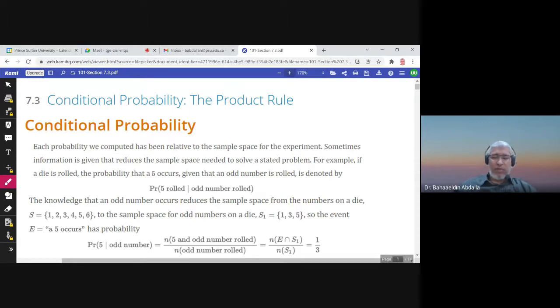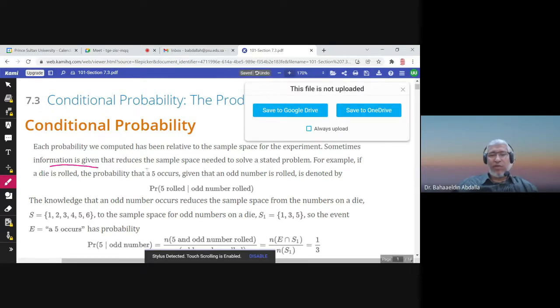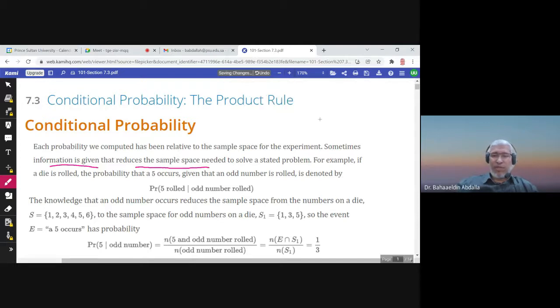This is section 7.3, conditional probability, the product rule. I'll talk in this lecture, in this video, about conditional probability. We studied probability, and sometimes there is some information given, and this information given reduces the sample space of the probability experiment.